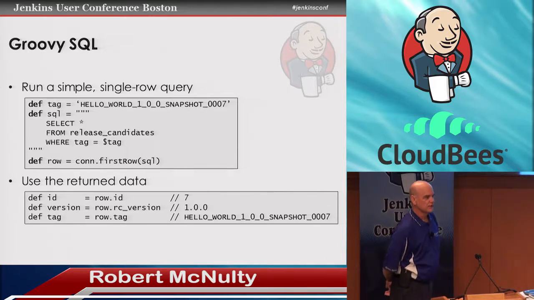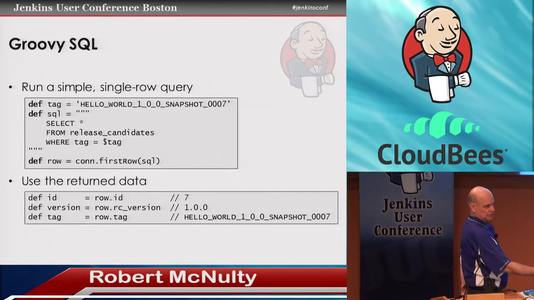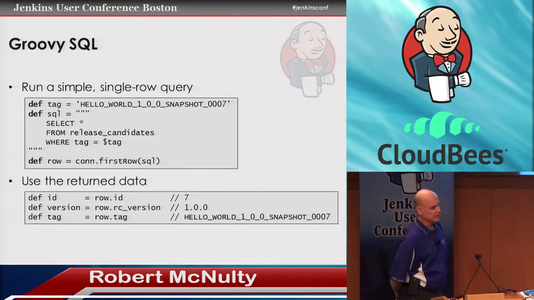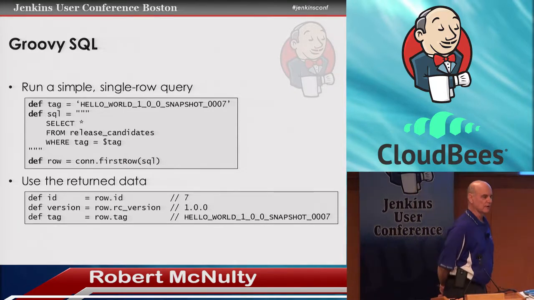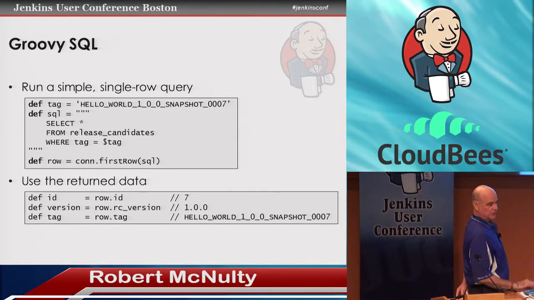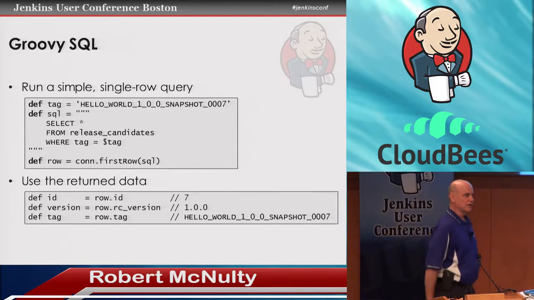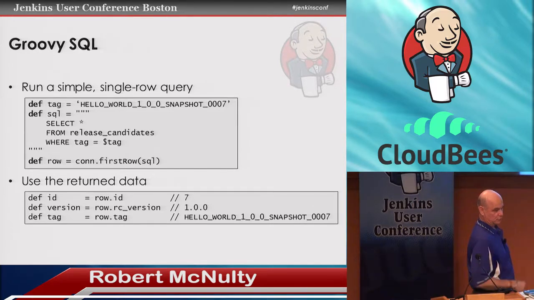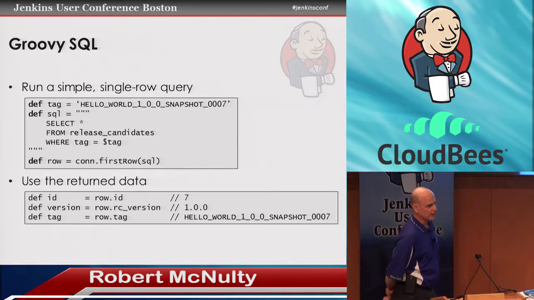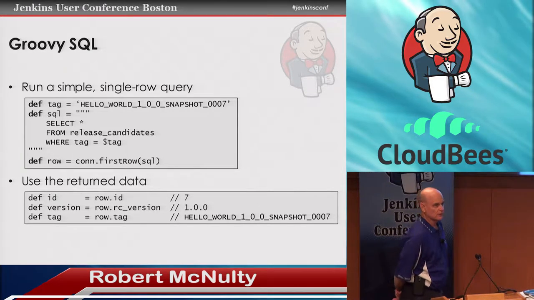So to run a simple single row query, you would take your con variable that we just grabbed. So let's just, for example, say we're going to search for this tag because we want to check it out and make a modification for it. So we'll just select star from release candidates. It's just standard SQL. Since I'm expecting only one row from this query, I'll just use con.firstRow. So then we have that first row object defined in the row variable. Now to use that, we just use row.id, row.rc_version, or row.tag. ID, RC version, tag are just the column names in that table. So it's just as simple as that.